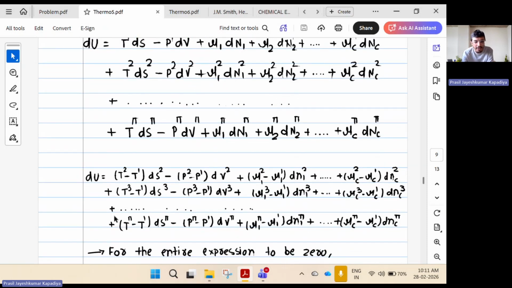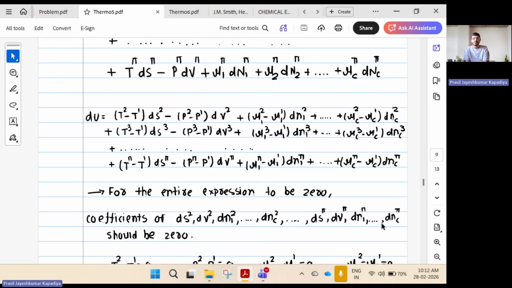Similarly, for the T3 term, I can write it as (T3 minus T1) into dS3 minus (P3 minus P1) into dV3 plus (mu1 in phase 3 minus mu1 in phase 1) into dn1 in phase 3 up to so on. And similarly for the pi phase, (T pi minus T1) into dS pi minus (P pi minus P1) into dV pi plus (mu1 in phase pi minus mu1 in phase 1) dn1 in phase pi. Similarly for the cth component, (mu c in phase pi minus mu c in phase 1) into dnc in phase pi.